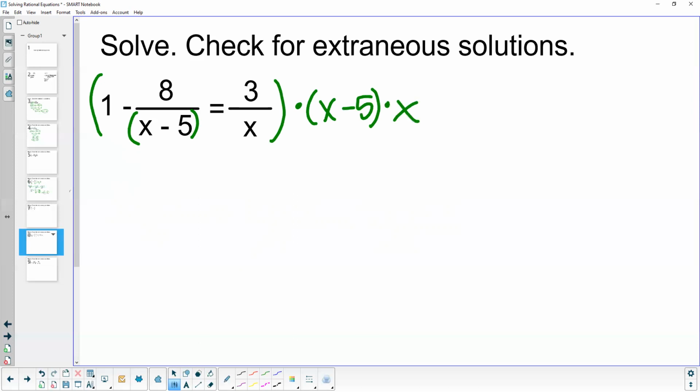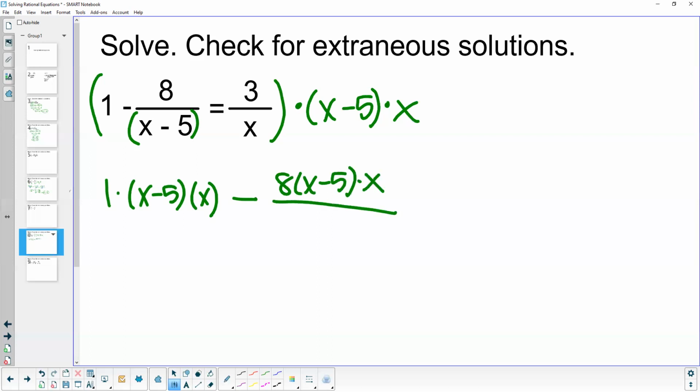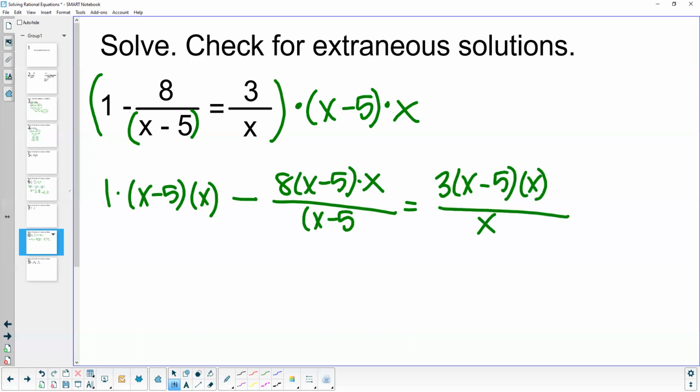Now, just like before, everything on top gets multiplied by that. Where that first term 1 doesn't have any denominator, that means that the numerator, or the number 1, will get multiplied by those things. So I've got 1 times x minus 5 times x, minus 8 times x minus 5 times x over x minus 5 is equal to 3 times x minus 5 times x over x. Then just like before, we go through and cancel. In this first case, anything times 1 is itself, so I'm going to cancel out that 1. But basically, it looks like that.